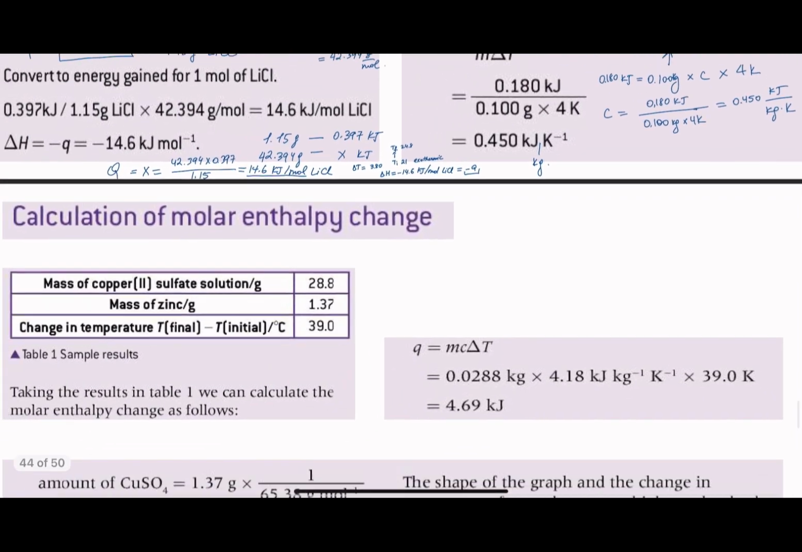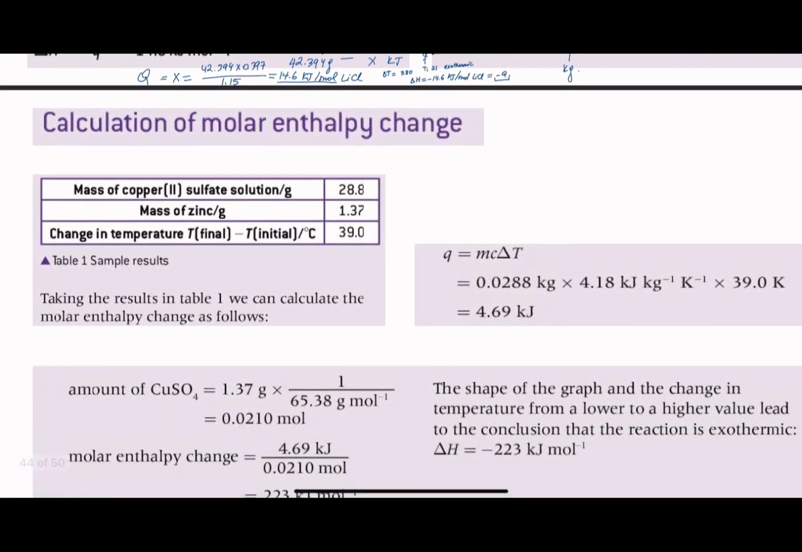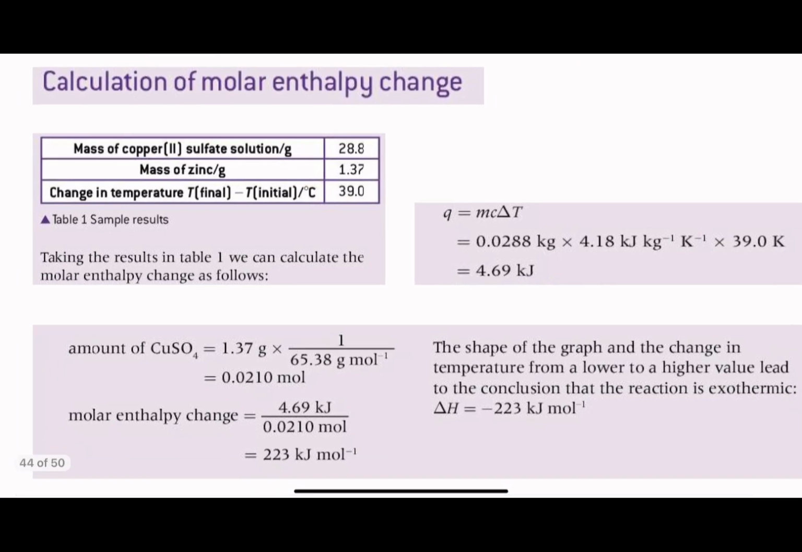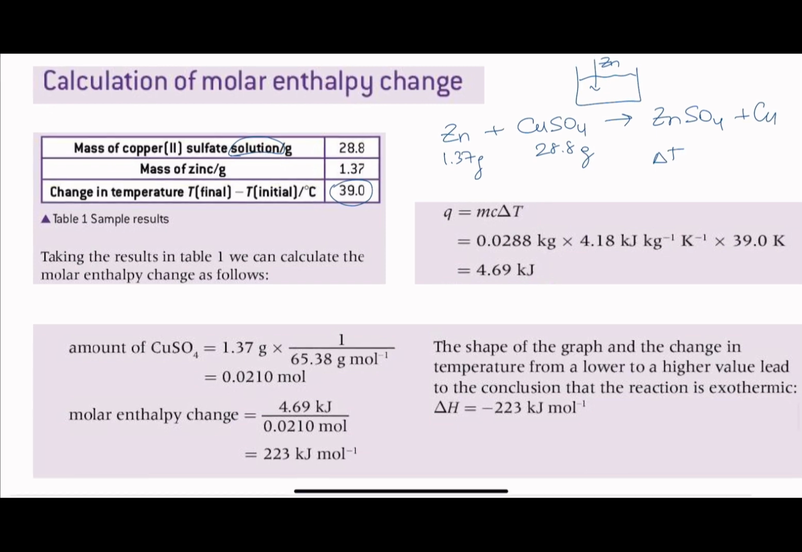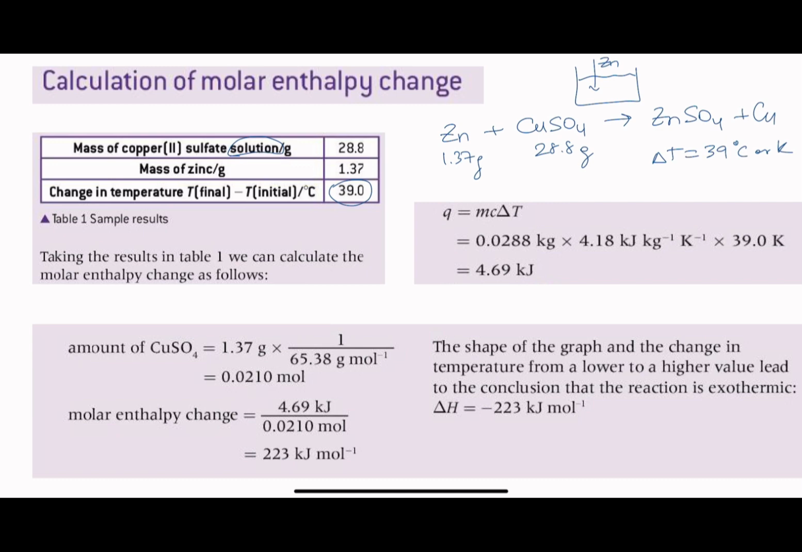Okay, so now we're going to do the calculation of molar enthalpy change. So the mass of copper sulfate solution and the mass of zinc. You see this is the solution, right? They didn't really write it in here, but I'm going to show you. Copper sulfate was a solution, and then they had the products zinc sulfate plus copper. This is the reaction that happened. They put in 1.37 gram of zinc, and they had 28.8 gram of solution. So they had this solution of copper sulfate, and they put zinc inside it. The change in temperature is 39, so delta T is 39 Celsius or Kelvin, doesn't matter.